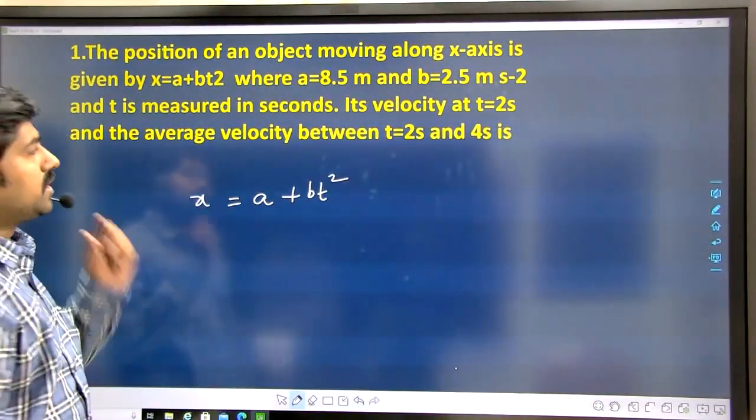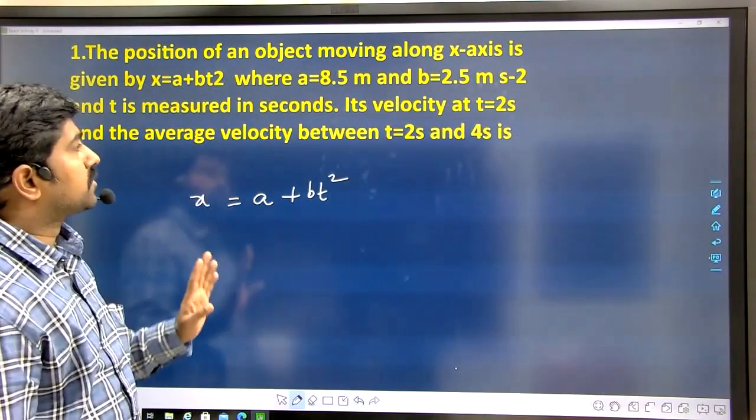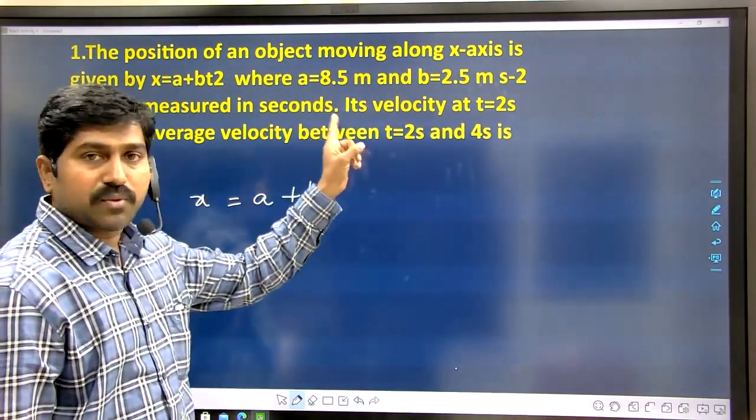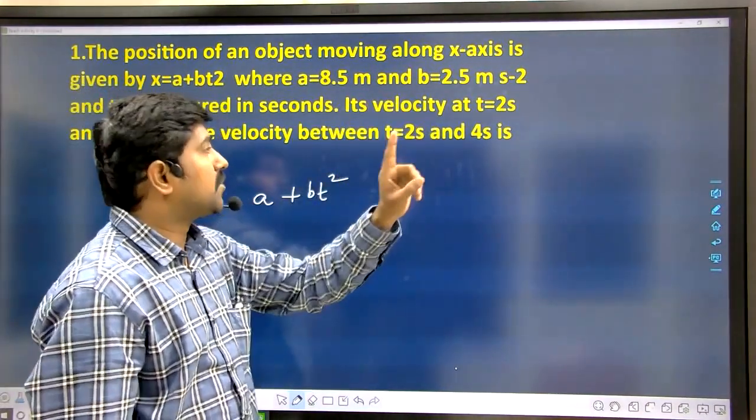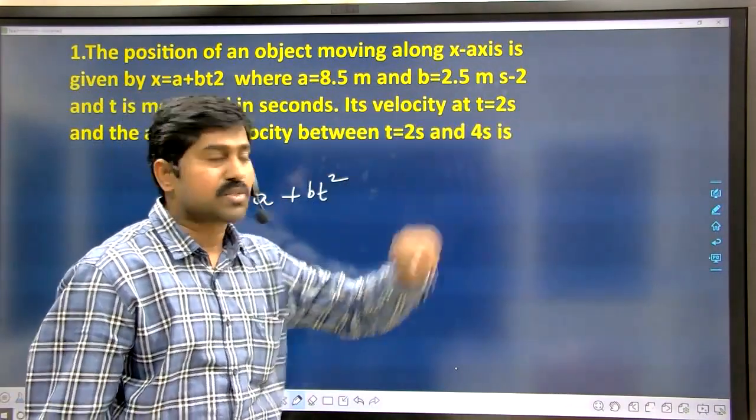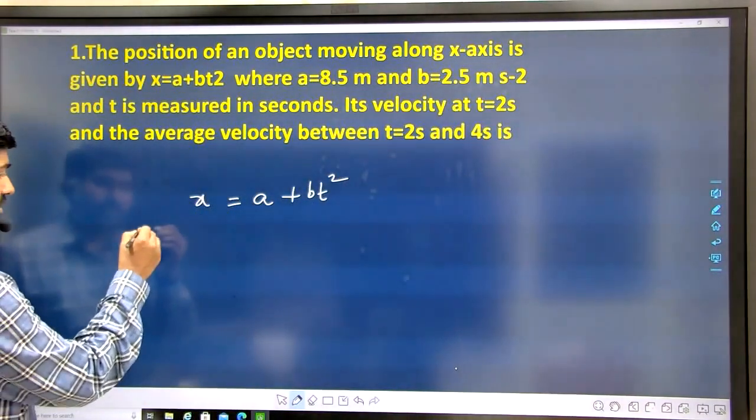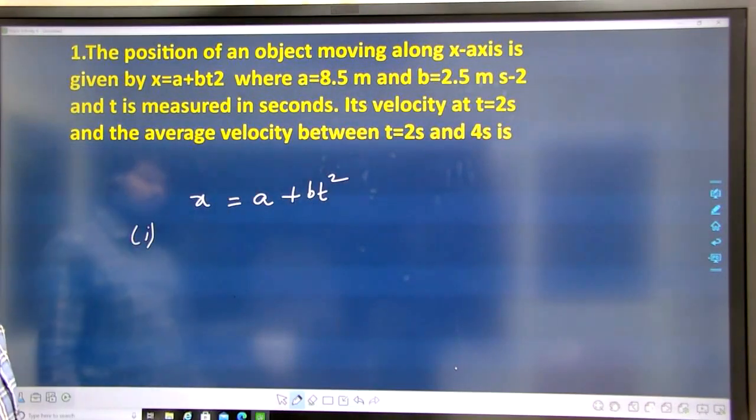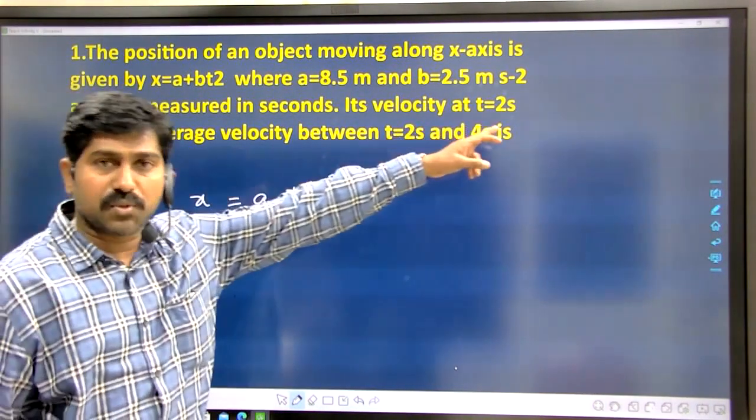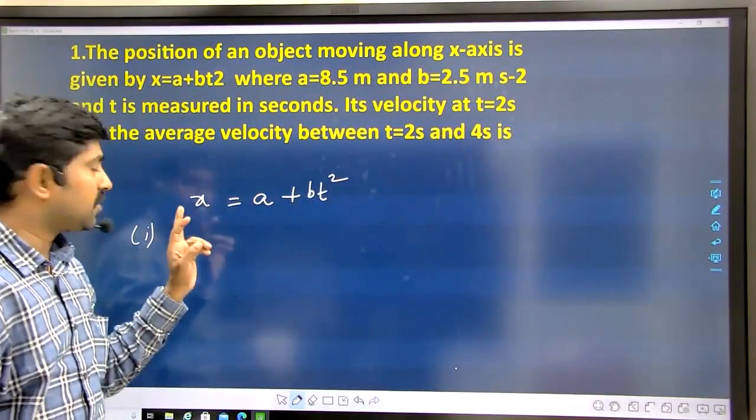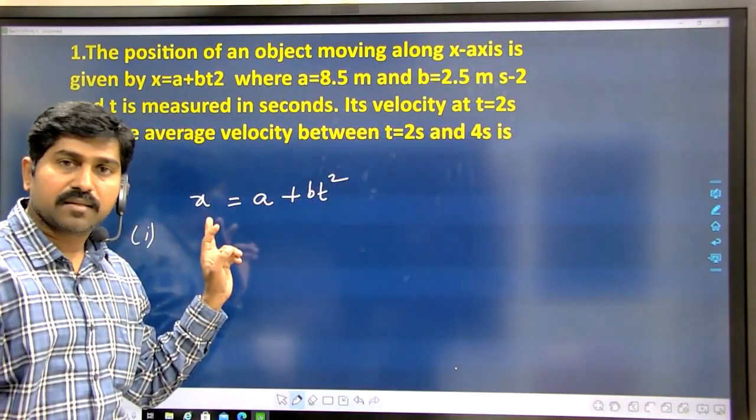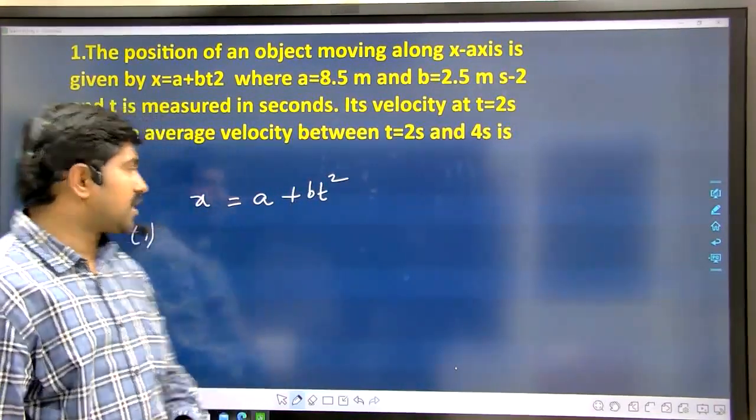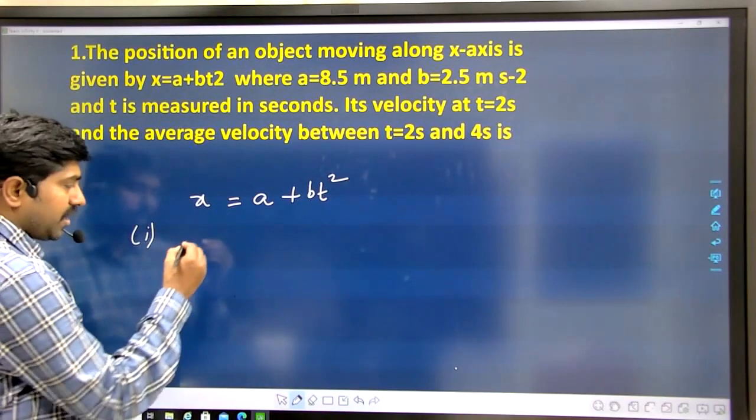And the first question here is, from this information, you have to calculate the velocity of that particular body at t equal to 2 seconds. That is the first question. The first question given is velocity you have to calculate at 2 seconds. But information is given for position only, na? And how can you write the relation between this position and velocity?